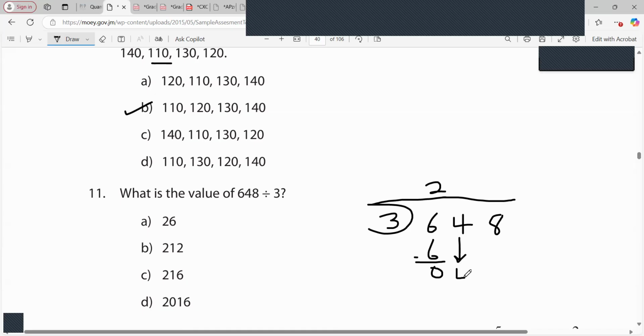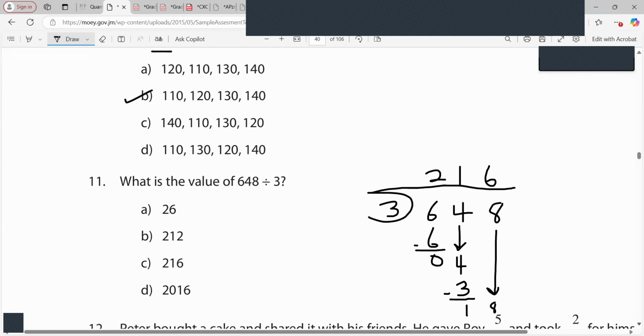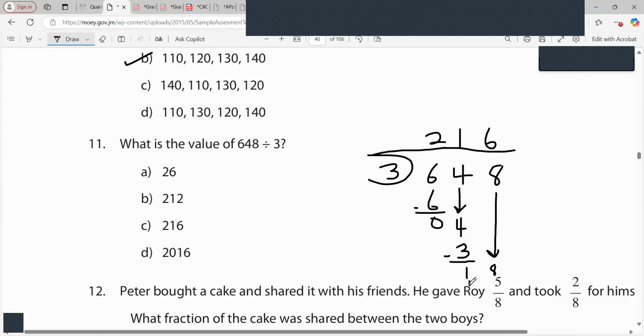Then we say 3 into 4. How many groups of 3 can we get out of 4? That is 1. 3 times 1 is 3. Then we subtract again and carry down. So this becomes 1, and then we carry down our 8. So this now becomes 18. So 3 into 18 goes 6 times. 3 times 6 gives us 18. All right, so that would be 216.